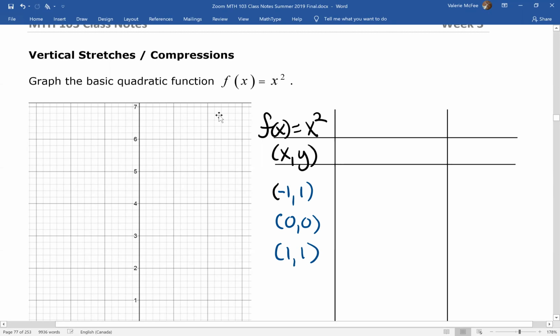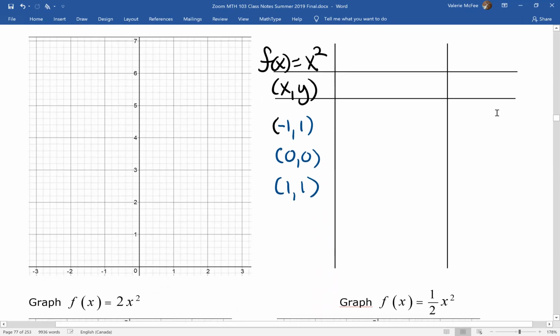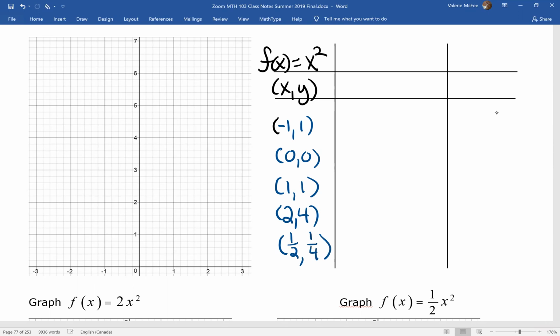And maybe let's even throw in a couple other points just so we can use them as comparison when we do our stretch. We know when x is 2, y is 4. When x is 1/2, y is 1/4. And we can, of course, use symmetry. We know that our quadratic function is an even function graph. It's going to reflect across the y-axis. So I have a point here, here, and here, giving us our basic function.